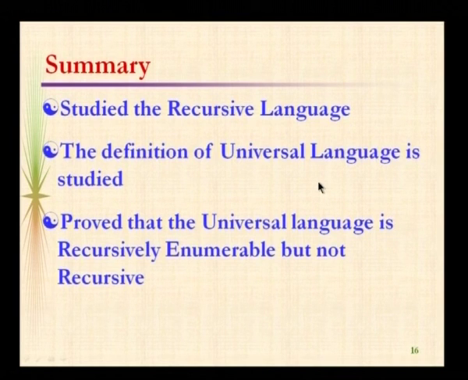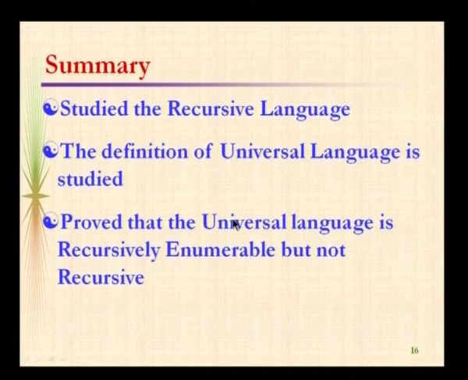Then later we saw the definition of the universal language. The universal language is the one which has the set of all strings of the form M comma W, such that M accepts W. So M comma W is in LU, and a string of the form M comma W, if M does not accept W, is not in the language LU. We proved that LU is a recursively enumerable language by constructing a Turing machine for LU, and later we saw that although the Turing machine for LU exists, LU is still not a recursive language.